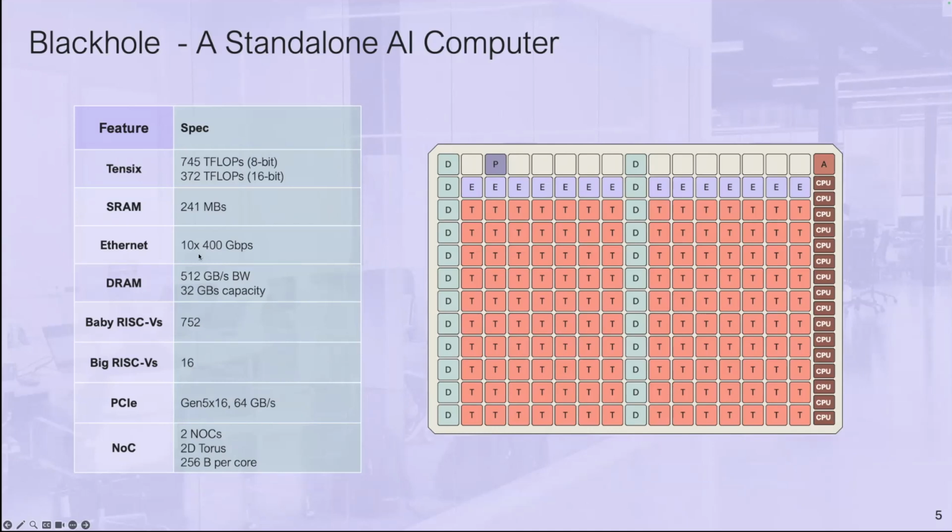Other takeaways here, as I mentioned, we've increased our Ethernet to 10 by 400 gigabits per second. And also the other thing to note is how are all these cores connected together? We have two NOCs, and they're a 2D torus here. We'll zoom in to what this looks like later in the presentation.